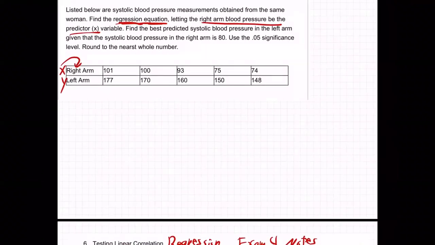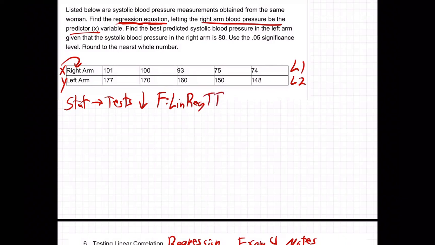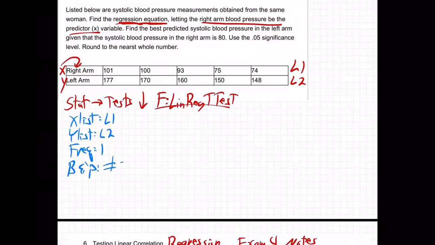So what do we do? Put the data in L1, L2, linear regression t-test. So this is L1, this is L2, and then go STAT, tests, down to F, linear regression t-test. I did that, and when you do that, you're going to get X list, which will be L1, Y list, which is L2, frequency, which is 1, and then there's the beta and rho line: not equal to 0.